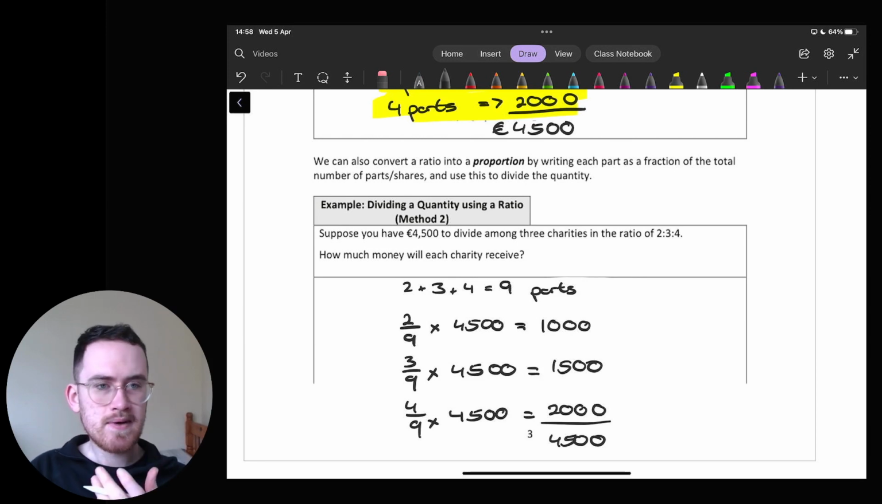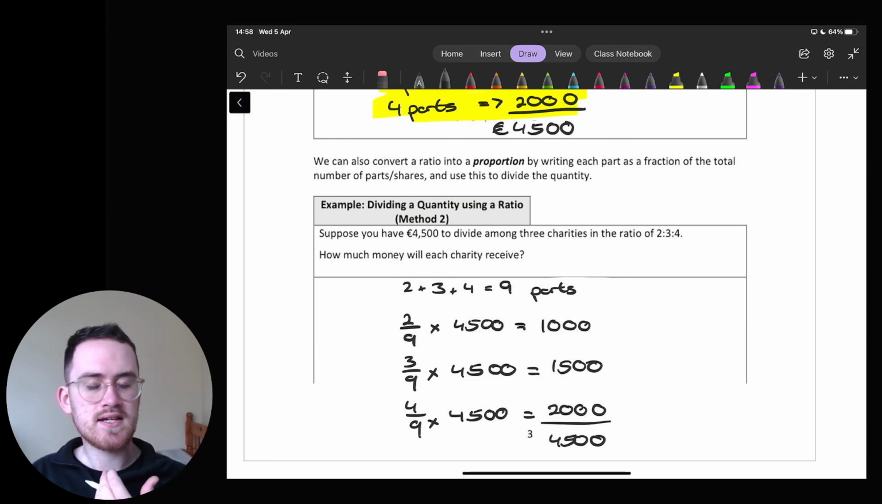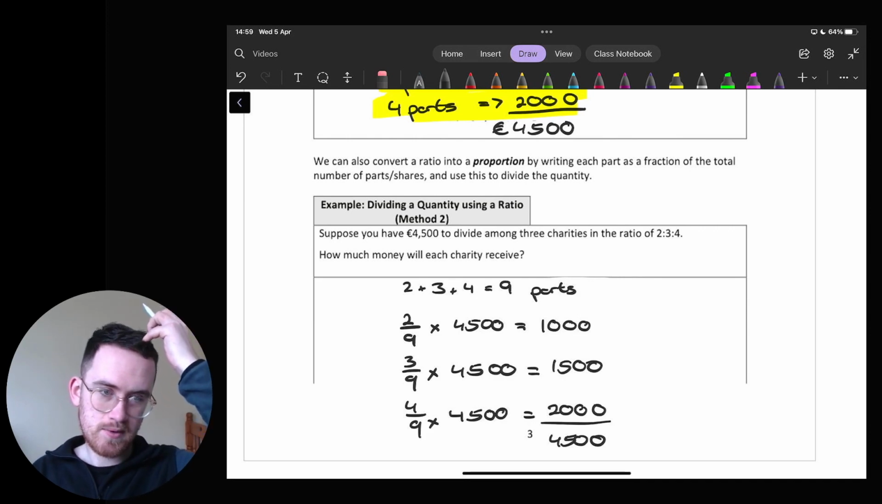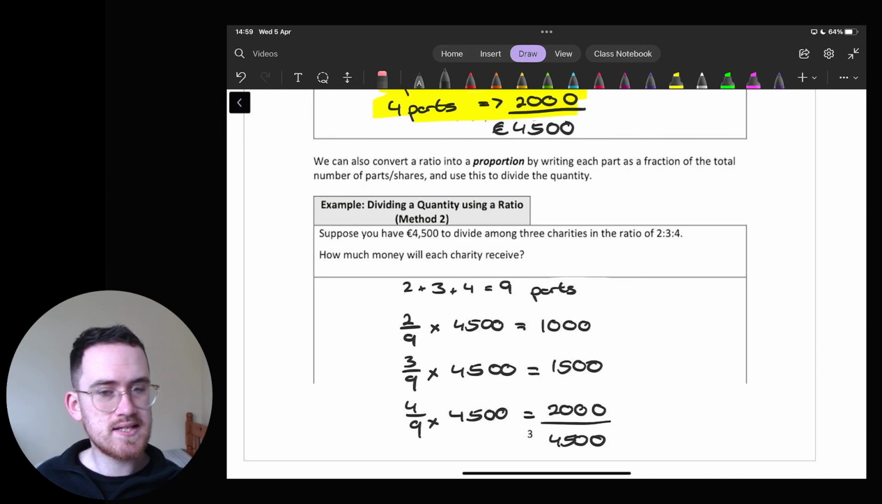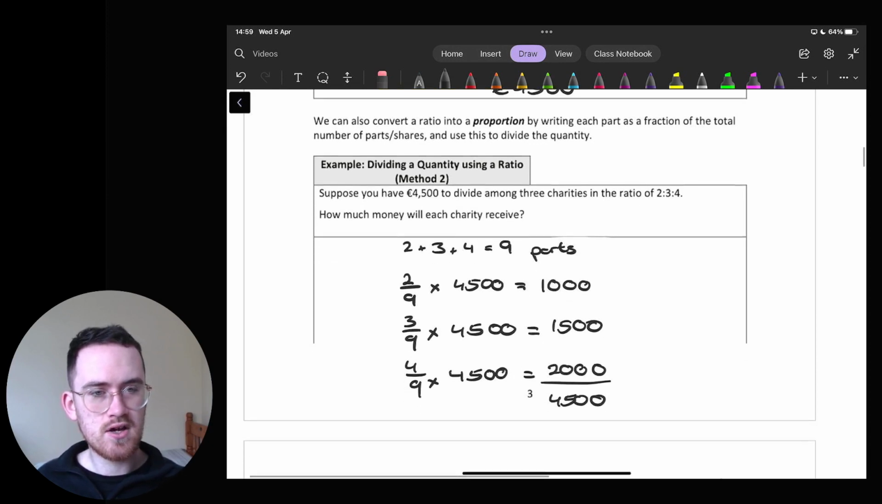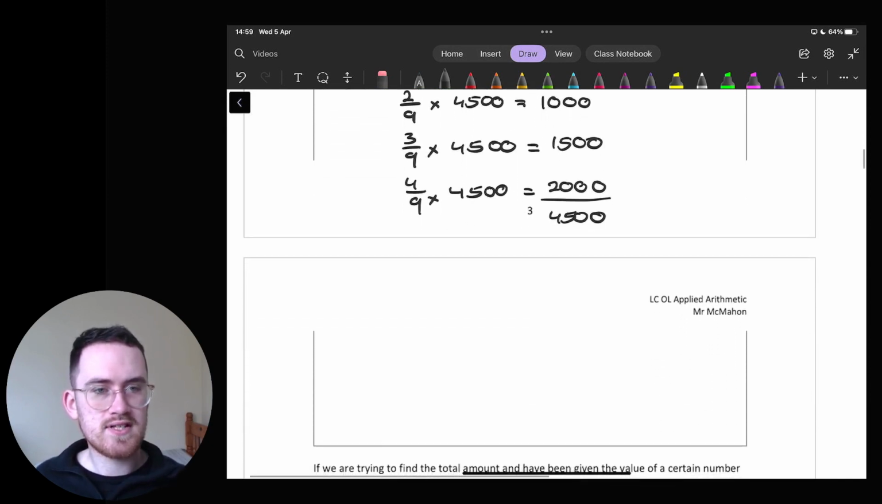So getting out the same answers there, but instead of getting this idea of the 2 parts, 3 parts, 4 parts, we're just getting it as a fraction. So the first charity is getting 2/9 of the total. The second charity is getting 3/9 of the total. The third charity is getting 4/9 of the total. Okay, but it's the same idea. We're dividing that amount by 9, we're multiplying by however we're looking for. It actually just works out as the same steps, just phrased or put together slightly differently.